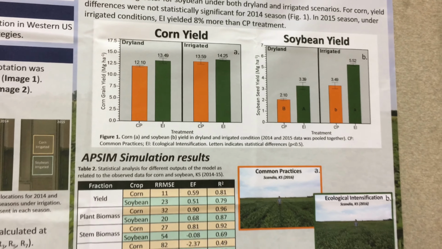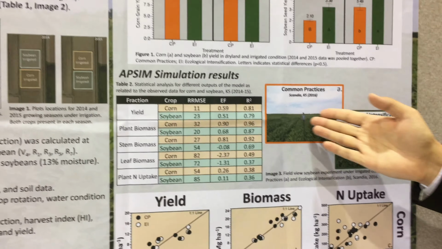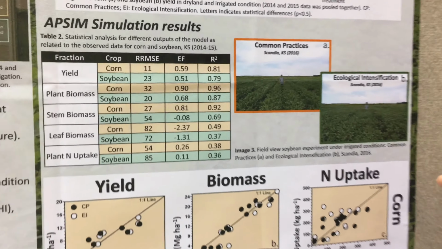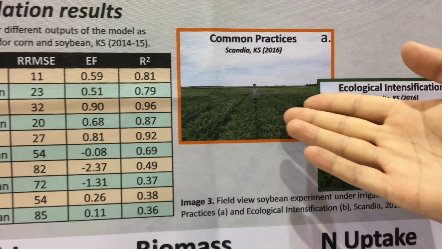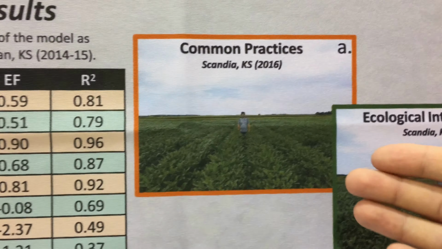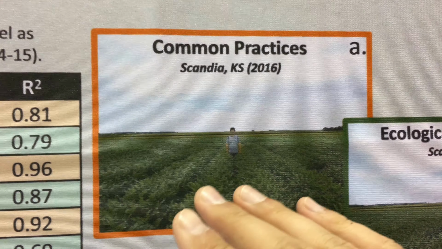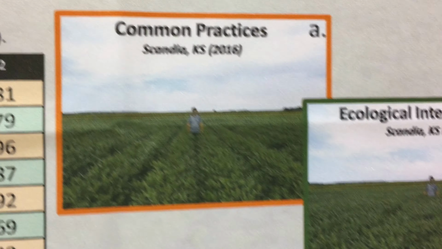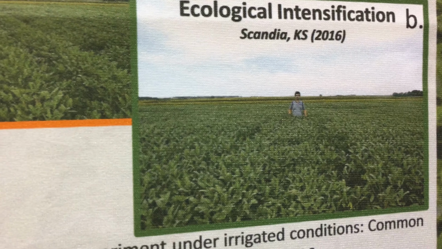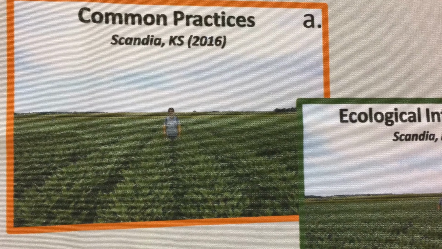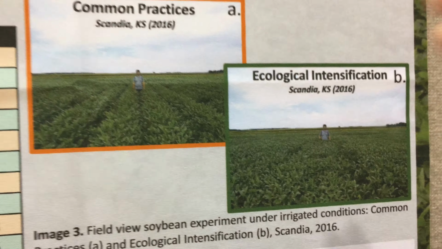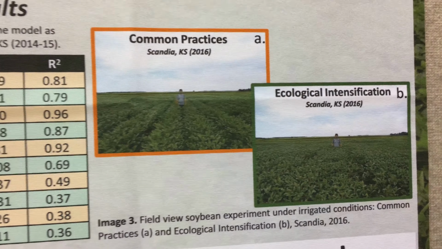So having this in mind, these are some pictures that we took at different growing stages. As you can see here, in the common practices the plants are looking smaller, and we can see the inter-row spaces, but in this case the plants are looking bigger and we cannot see the rows. This is 15-inch spacing on your right, and this is 30-inch row spacing on your left.